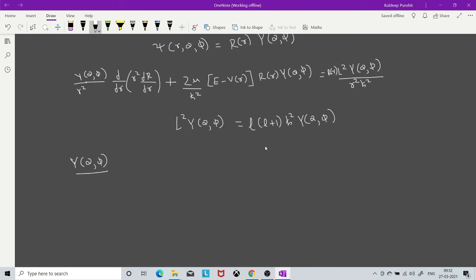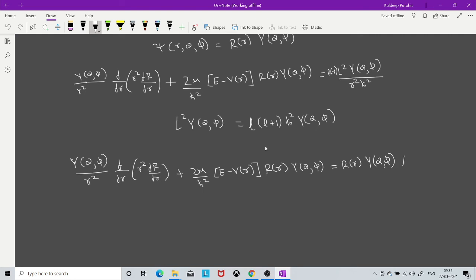Y of theta phi by r square d by dr of r square, plus 2 mu by h cut square, E minus V of r, R of r Y of theta phi. Here I will be writing R as a function of r, and Y of theta phi. Now I have a few constants with me, L(L+1) h cut square upon r square h cut square. So h cut square can cancel out, and if you see this entire expression, then you can also cancel out this Y theta phi.